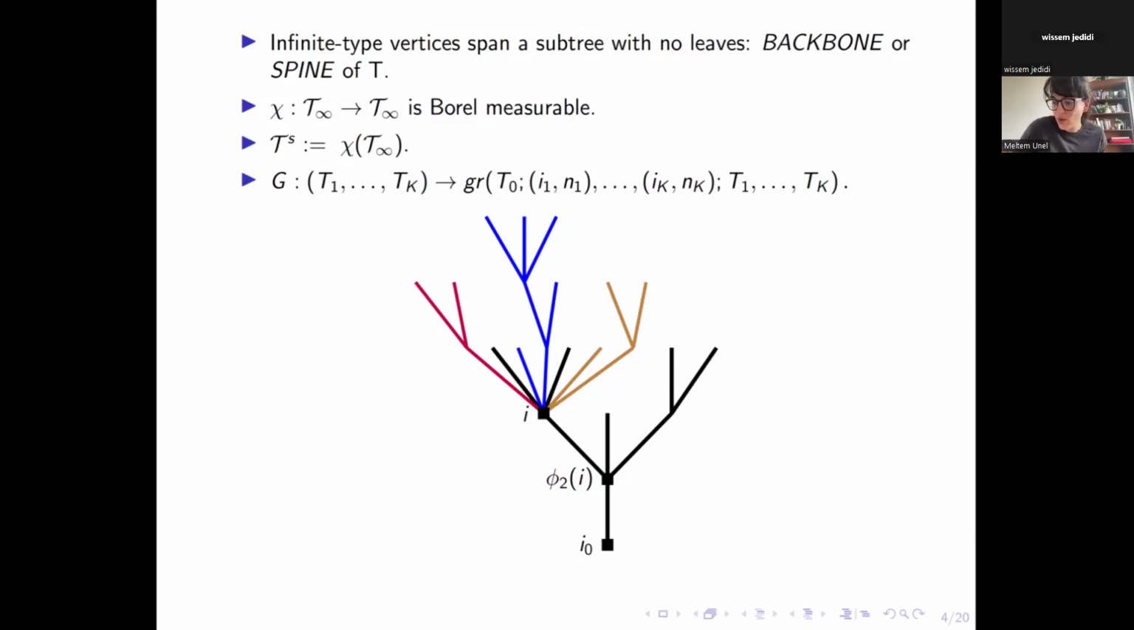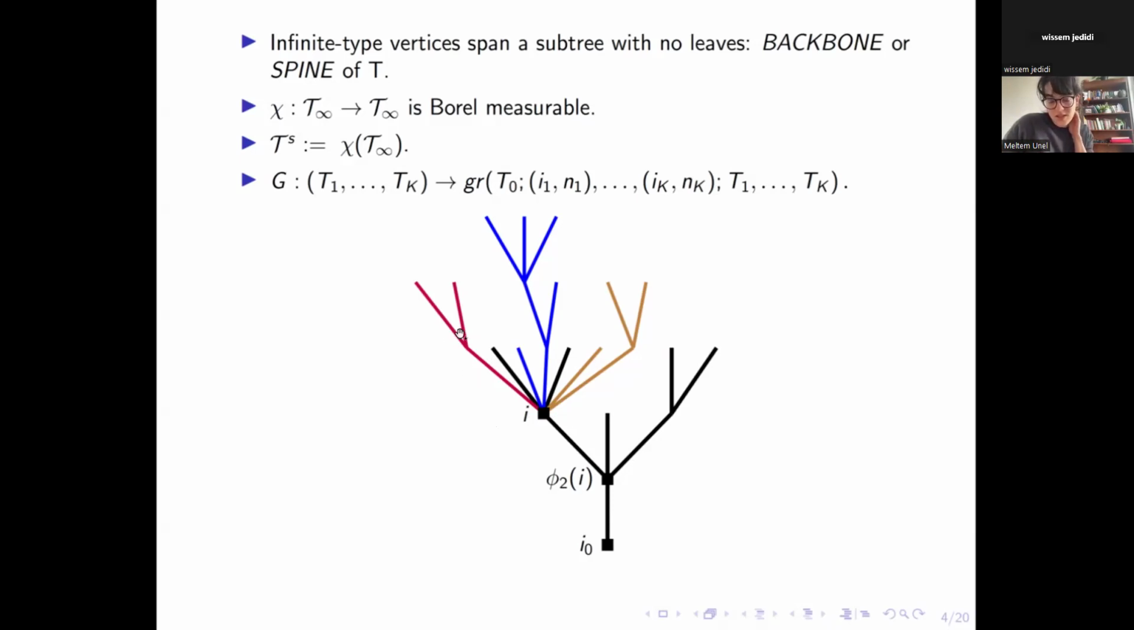So the final thing that I want to define is the grafting operation. If I have a finite tree, let's say T0, I take a vertex that I name I. Here you see there are 3 sectors around this I, if I just consider the underlying black tree. So I can graft 3 trees inside the 3 sectors around this vertex I. You see here the red, the blue, and the brown trees that are grafted.